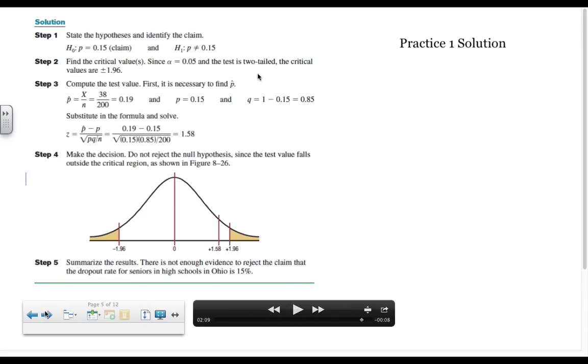Okay, so here's my answer. My H1, my alternative hypothesis, is that it's not equal to 0.15. My H naught is that it is. At alpha equals 0.05, two-tailed test, the critical value is 1.96. I figure out my p hat, 38 over 200 is 0.19. Now this is really important. We're looking for P and Q, not p hat and q hat. So the Q comes from the P, not from the p hat, 0.85. So then I plug it into my formula: 0.19 minus 0.15 over the square root of 0.15 times 0.85 over 200 is 1.58. Again, not in my critical region, so I cannot reject.